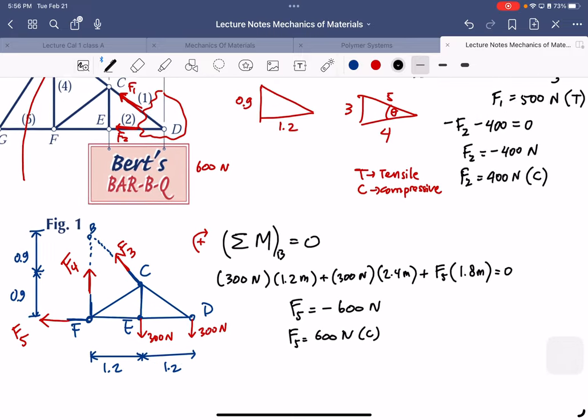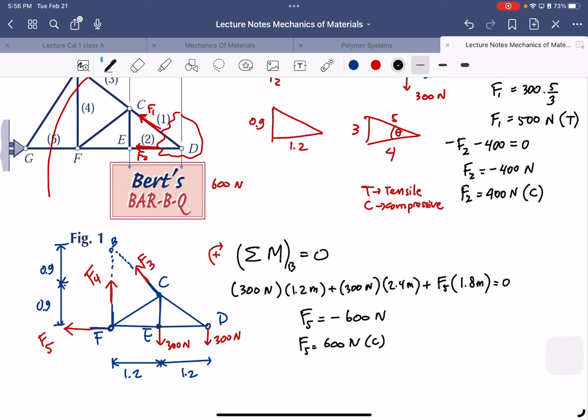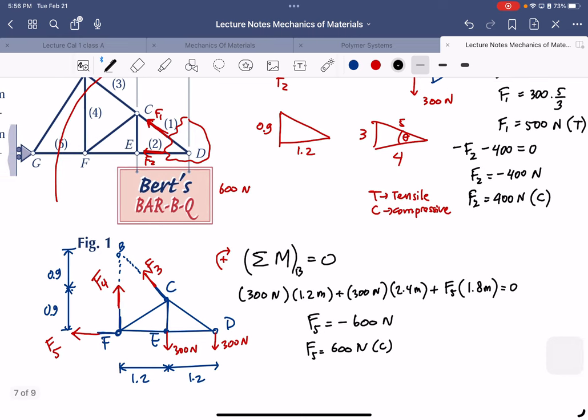And then we can review our solutions. We see that F2 and F5 are in compression, F1 is in tension, and if you look at the picture, I think that is logically correct.